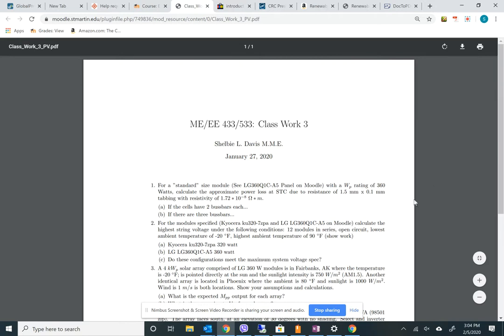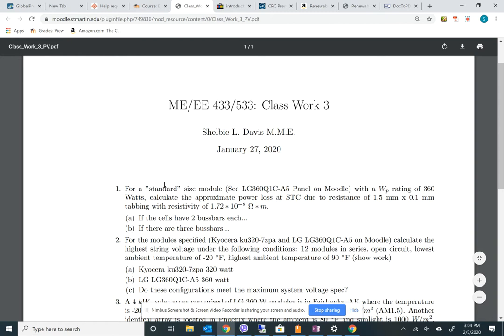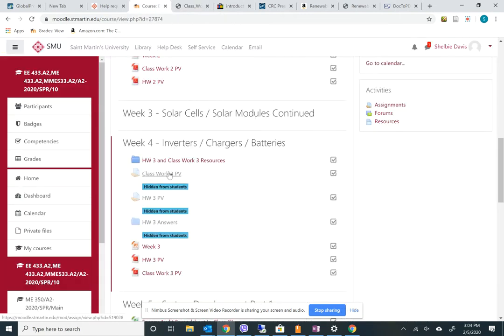All right, classwork 3. First one, we have a module. Okay. So you have some LG panels. This spec is on Moodle, so let's go ahead and pull up that spec. It's under your homework 3 and classwork 3 resources right here.